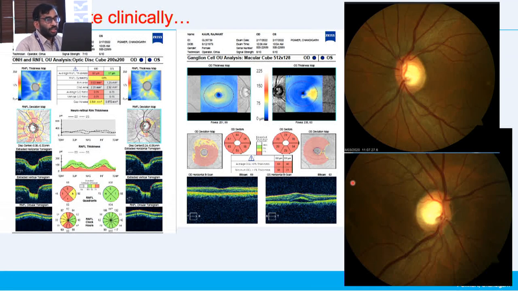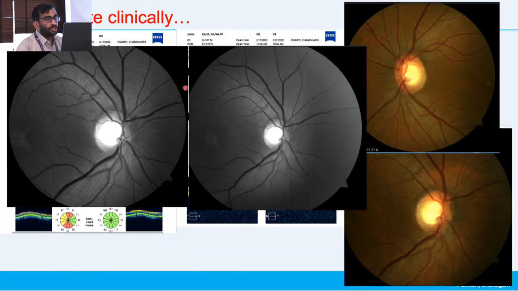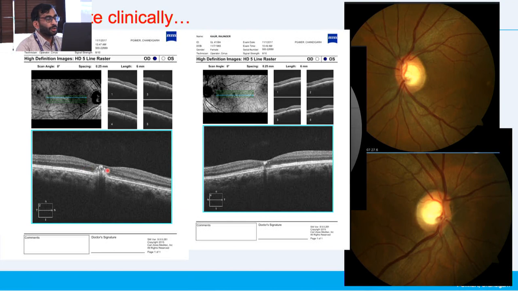Correlate clinically. Don't be foolish by just seeing the red area in the OCT. Here is a normal looking optic disc, and there is the macula with retinal lesions, which are more appreciated in the macular OCT. So always correlate, always see the fundus as a whole, not just the RNFL area or the corresponding OCT.